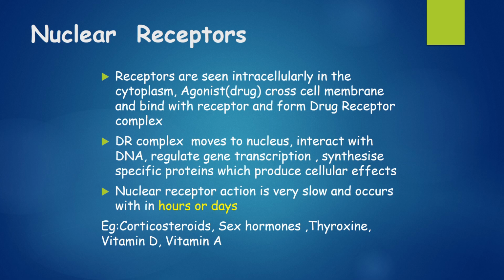The nuclear receptor action is very slow. When we consider the different types of receptors, nuclear receptors are the slowest receptors. They act very slowly, and it takes hours to days, because the action has to be made by DNA transcription or synthesis of some proteins inside the cells, like corticosteroids, sex hormones, thyroid hormone, vitamin D and vitamin A. All are nuclear receptor activating substances. All the actions of these types of drugs will be modulated by the nuclear receptor. So these are very slow acting receptors, which take hours to days for the action.